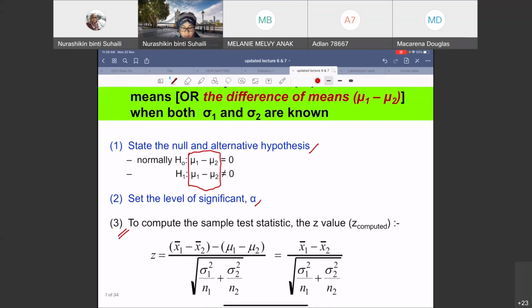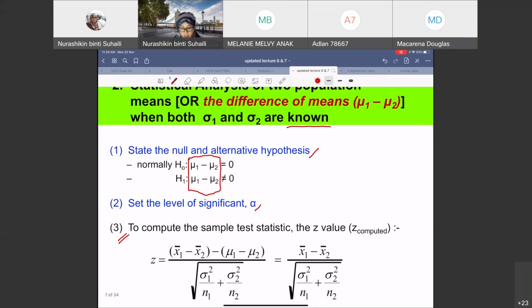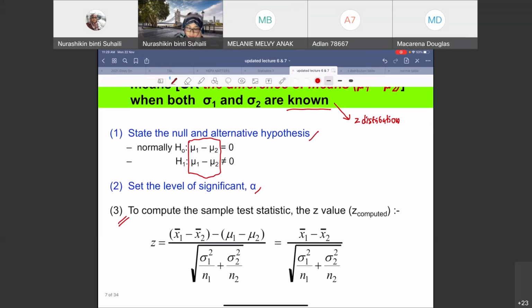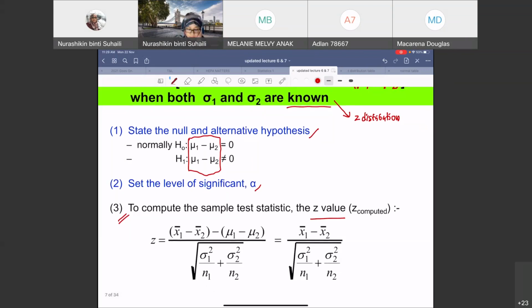Since the standard deviation is known, it is similar to the one sample case. You use the Z distribution. So you can see there are lots of similarities, and you can predict how the steps will be. Z distribution means here you have to calculate the Z value.